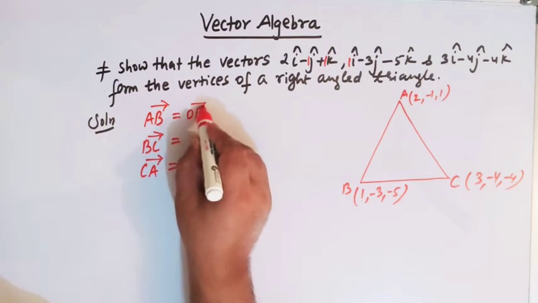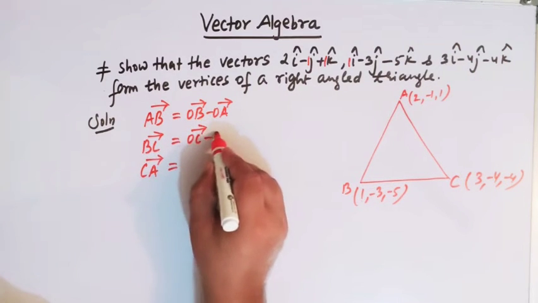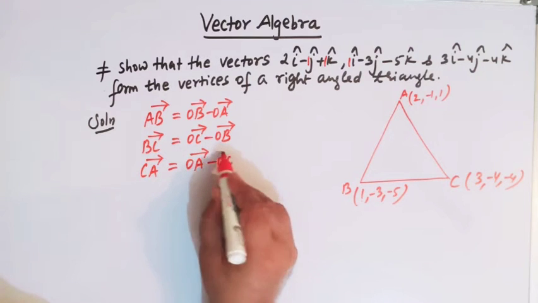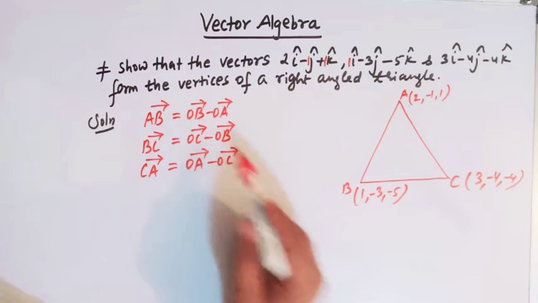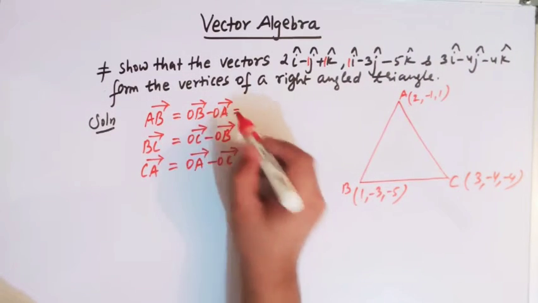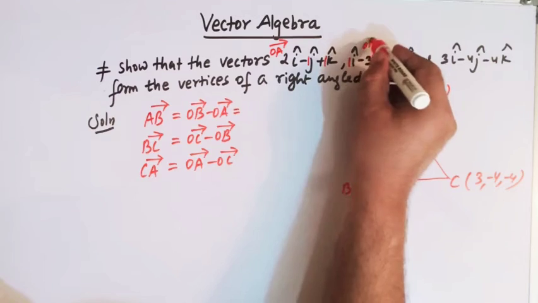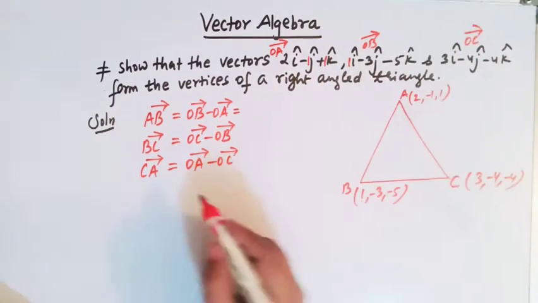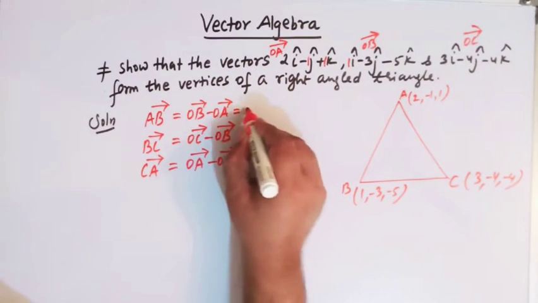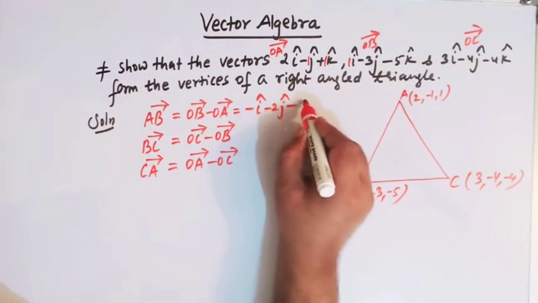Now AB can be written as vector OB minus vector OA. BC vector can be written as vector OC minus vector OB, and CA can be written as vector OA minus vector OC. Now here O is some reference point, right? And these are the position vectors, right? So this is vector OA, this is vector OB, and this is vector OC, right? Now if we substitute here, we can find out vector OB minus vector OA gives us minus i, and then we have minus 2j, and then we have minus 6k, right?